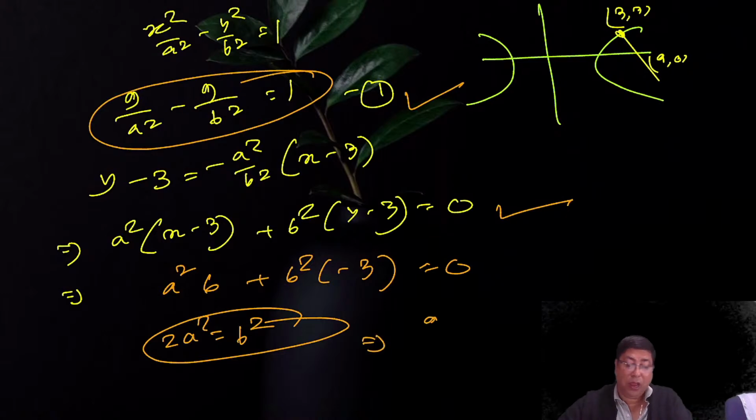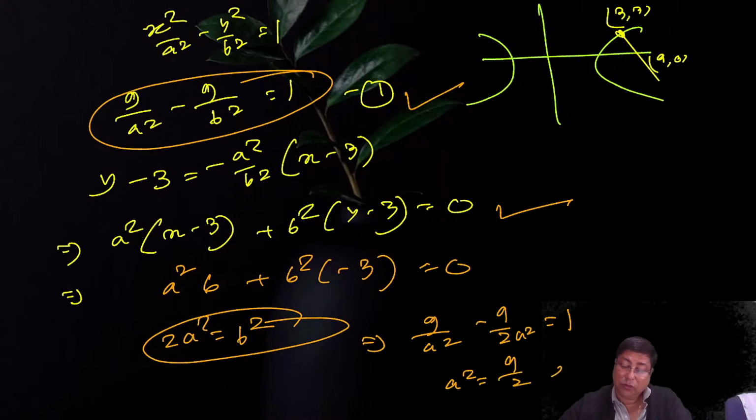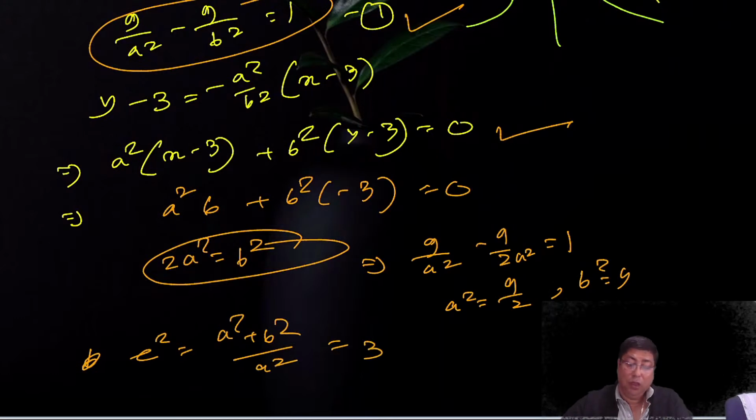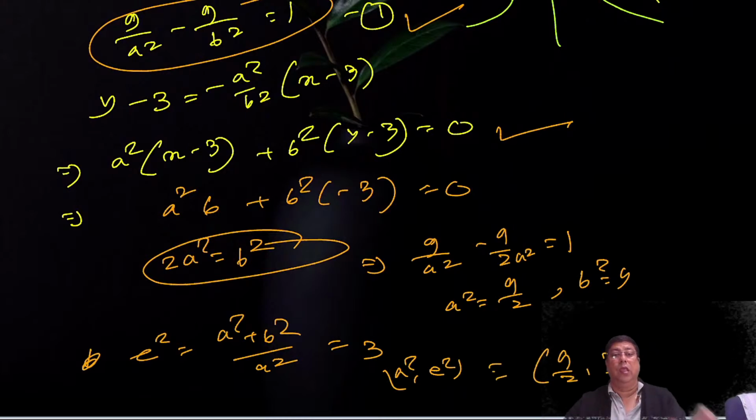Therefore, we are getting 9 by a square minus 9 by 2a square equal to 1. So a square equal to what? A square equal to 9 by 2, and accordingly 2a square equal to b square. So b square equal to 9. So e square equal to a square plus b square by a square, that is equal to 3. Therefore, a square comma e square is coming to be 9 by 2 comma 3.